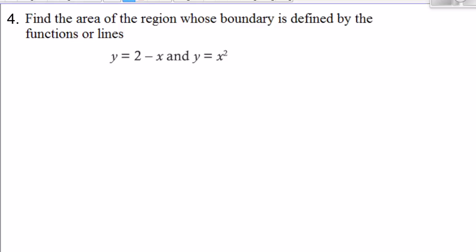Next question. Find the area of the region whose boundary is defined by the functions y is equal to x squared and y is equal to 2 minus x. So, start by sketching. Produce a better sketch.